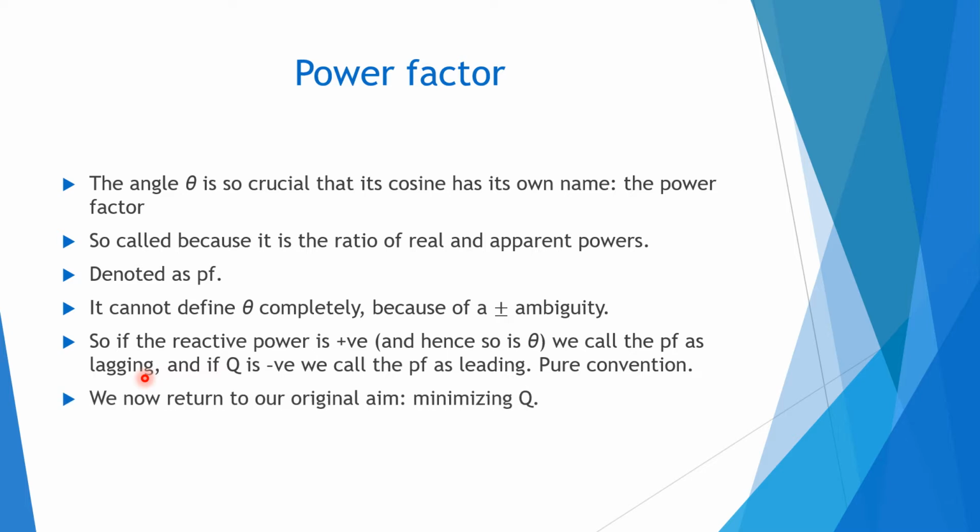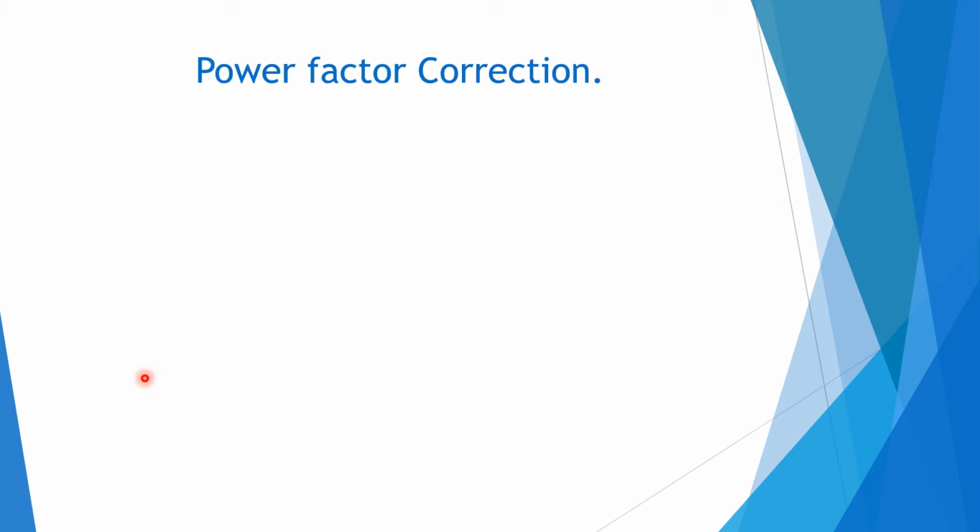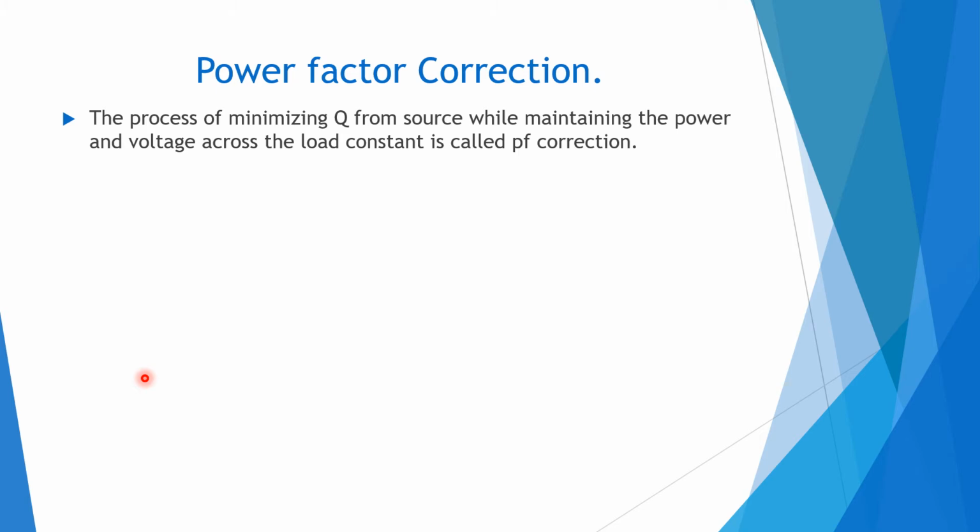So now we return to our original aim in this whole thing, which was minimizing Q. And this is done by something called power factor correction. So the process of minimizing the reactive power that is going from the source, because that is what will flow in the transmission line, is what we want. But we have to maintain the power and voltage across the load constant. Since you want to keep the voltage and the power constant, you cannot add anything in series, because the source is also giving the power and voltage at a constant terminal voltage. But you can add something in parallel.